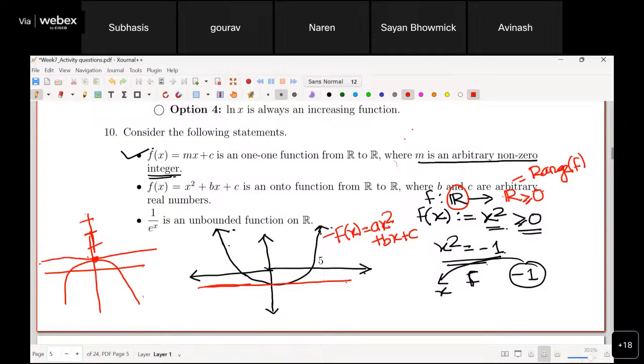R2 is set of all non-negative real numbers, not positive, because I am considering 0 as well. So R2 is the set of real numbers which are greater than or equal to 0. In this case, this function is surjective, because basically I can get all non-negative real numbers as my image. So instead of reducing your domain, you should reduce your codomain to make the function surjective.